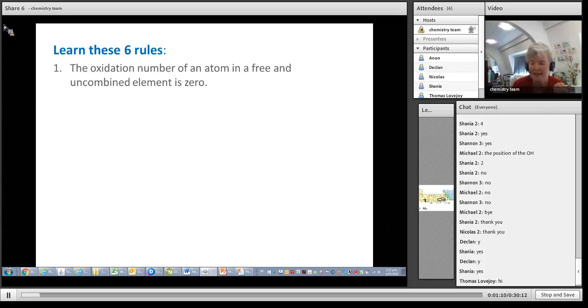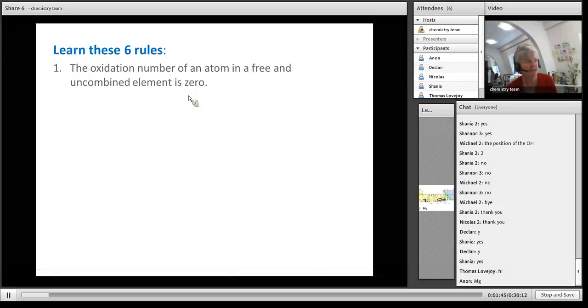The first one is if you have an element by itself, it is 0. So can somebody give me an example of a free element? Magnesium. Okay, so if I have magnesium metal, not magnesium ions, magnesium metal, the symbol is given as Mg, so that would be an example of a free element. Oxygen gas, hydrogen gas, fluorine gas, helium, any of that can exist by itself and is bonded to itself, then is a free element, and the oxidation number is 0.